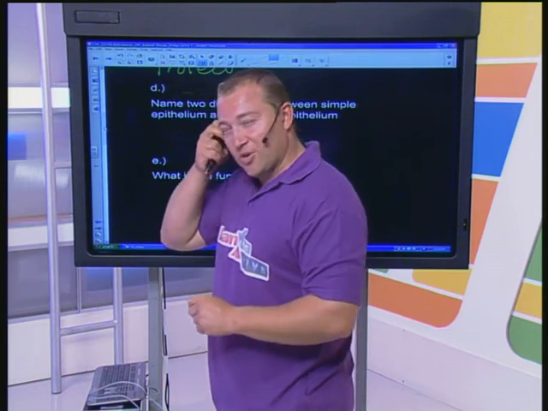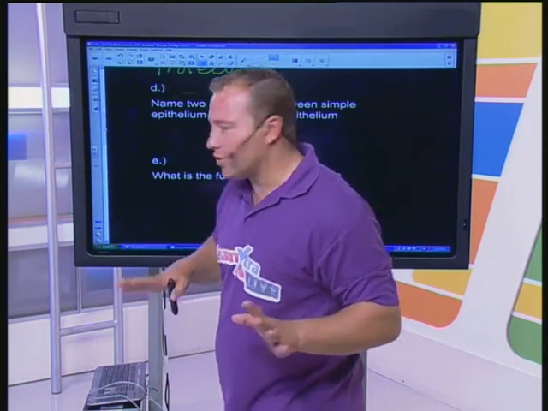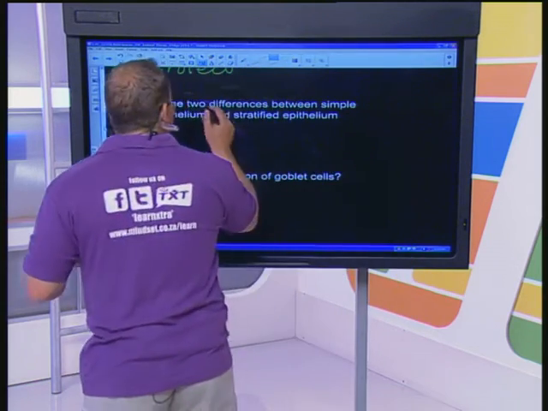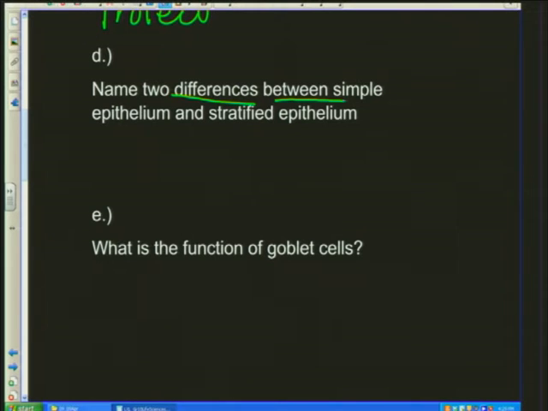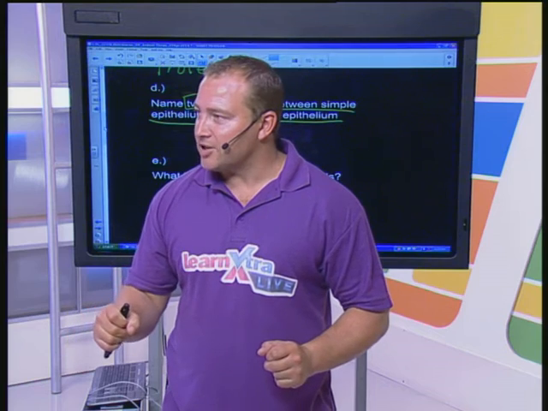I've got a nice question for Looney. Beautiful question for her. Name 2 differences between simple epithelial and stratified epithelial. So what I'm going to do is, Looney's going to answer one for us, and the second one you are going to answer for me. Just think about it, post it, send it in as quick as possible.